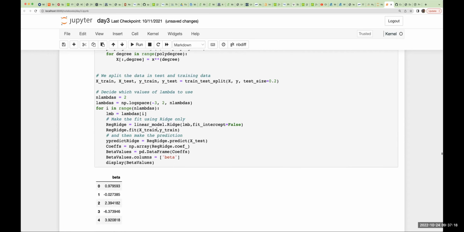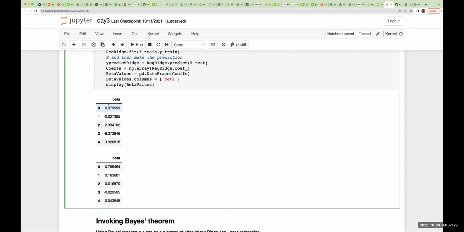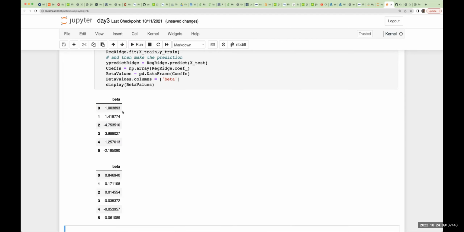Let's now increase the order of the polynomial to 6. And let's see what happens when we have all this noise here. Let us look at the values for lambda equal 10 to the minus 3. So you see now a parameter here which is 3.9. We have a parameter 0.9, minus 0.02. If we now rerun it, you see that the parameter beta 0 doesn't change much, but all the other parameters have changed considerably.